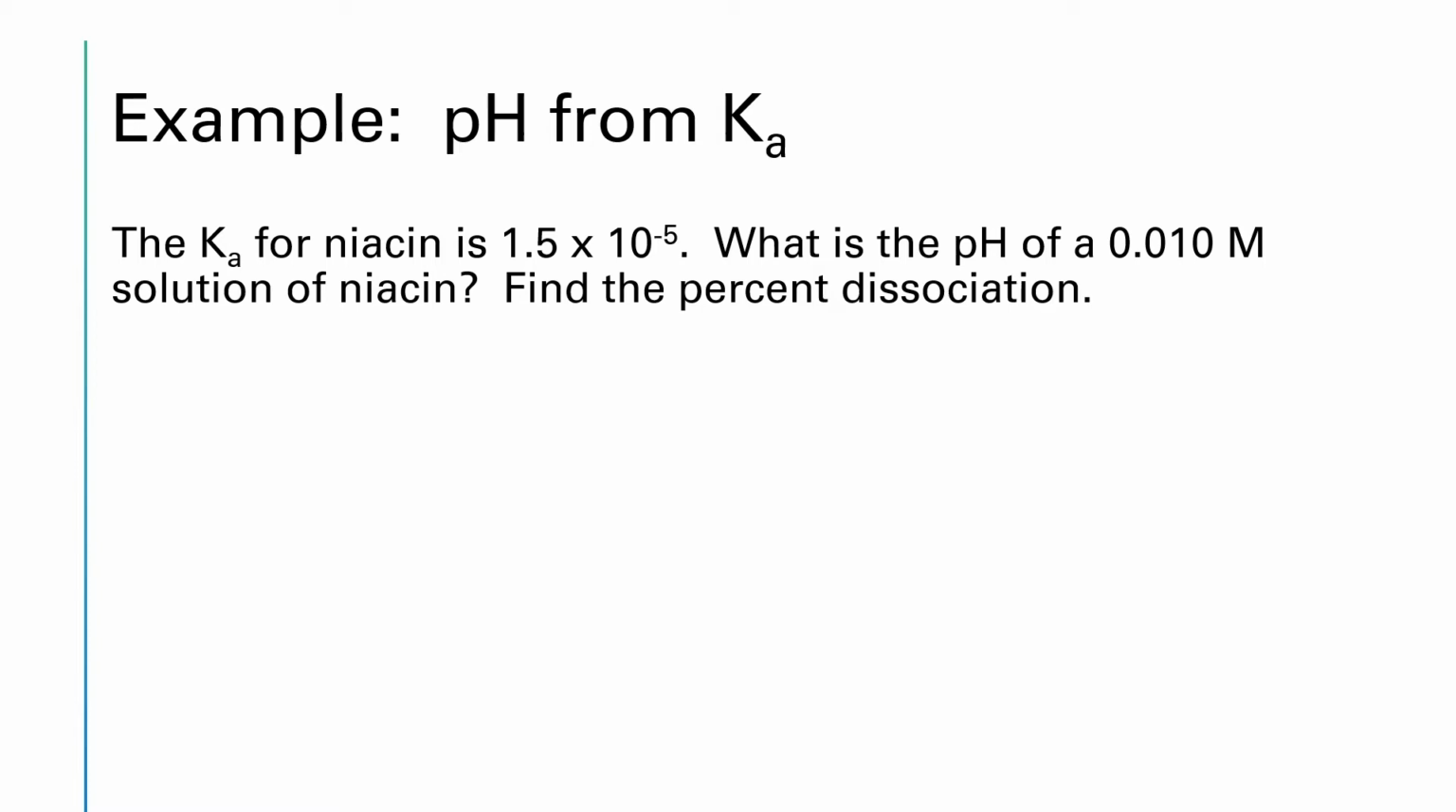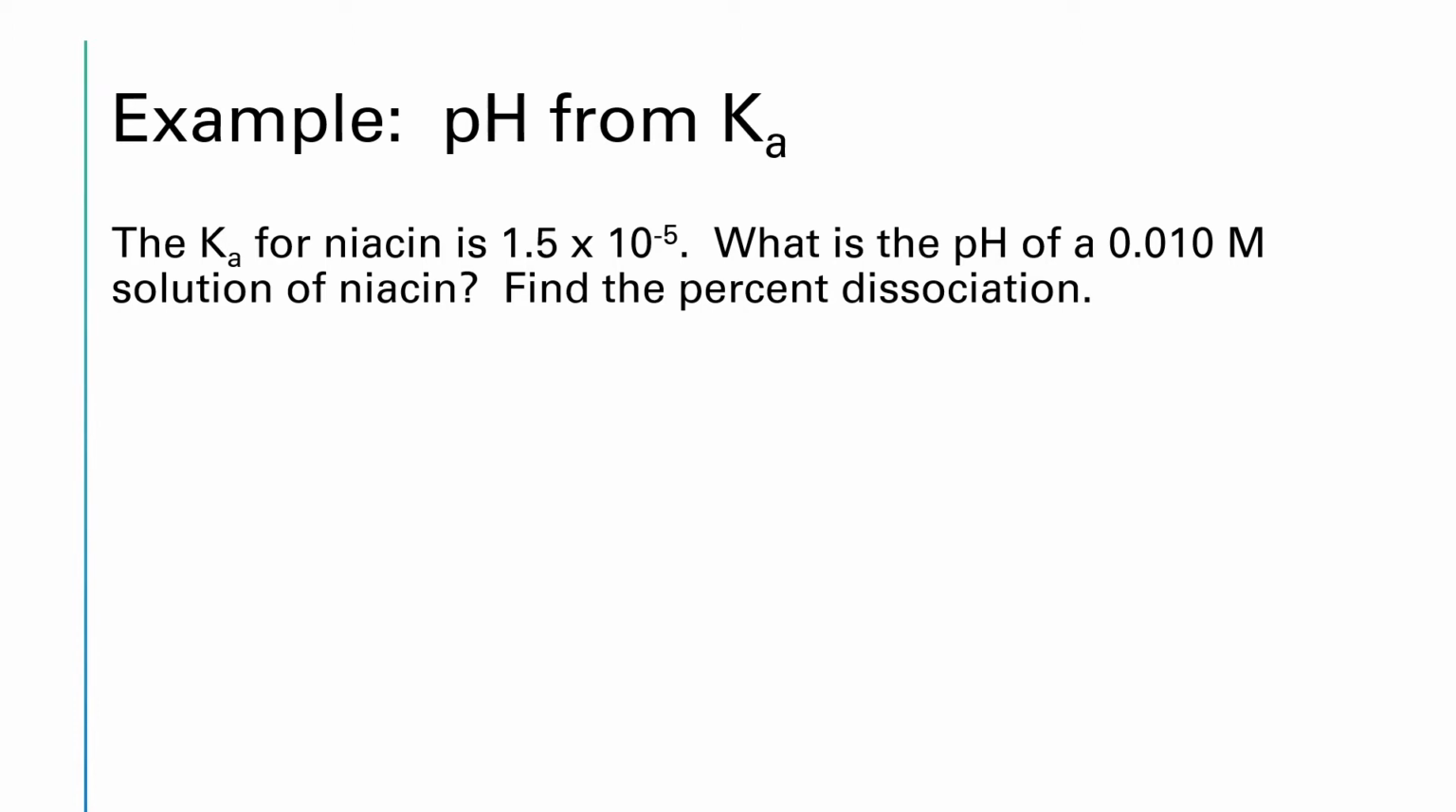This time we're given the Ka for niacin, which is pretty much what we calculated in the last problem, and we're asked to find the pH of a 0.010 molar solution and the percent dissociation. This is sort of the same problem that we just did, but in reverse. This time we're given Ka and asked to find pH. Last time we were given pH and asked to find Ka.